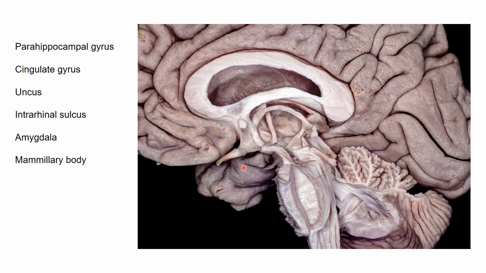And then another gyrus we've seen before is the cingulate gyrus, and so here's our corpus callosum. Our cingulate gyrus is that gyrus overlying it. So this is that cingulate gyrus. Deep to that, those axon fiber tracts, that's going to be the cingulum. And then also, let's look back down at that uncus here. Deep to the uncus is our amygdala.